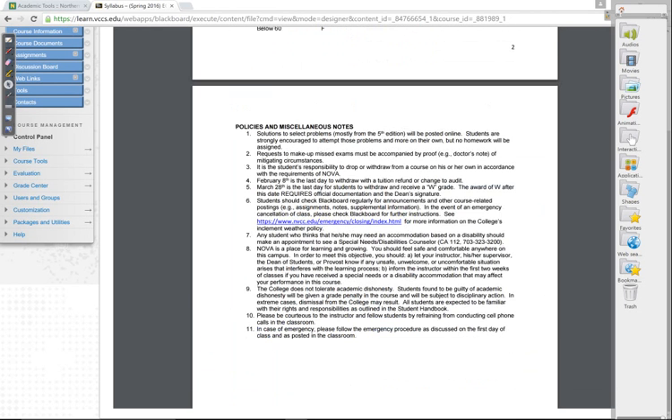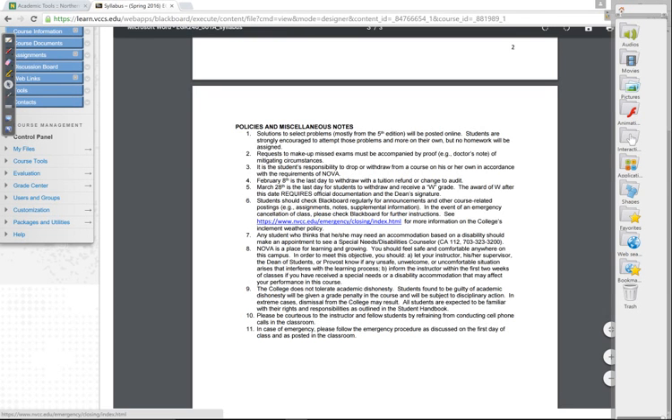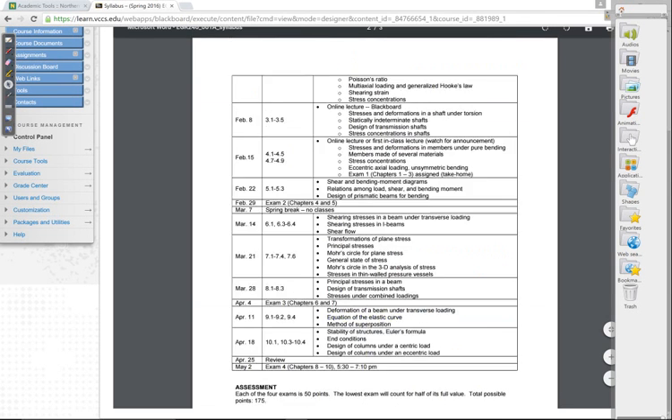All right, and then there are also some important policies and notes. So again, read through those. You're responsible for following the class procedure and all these policies. Okay, so that's pretty much the Blackboard page.